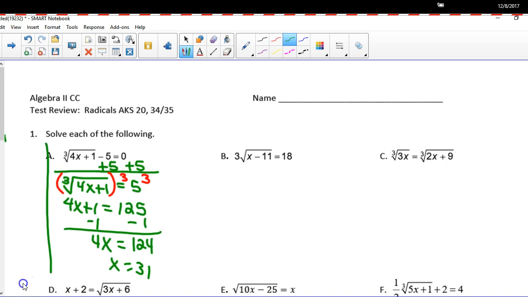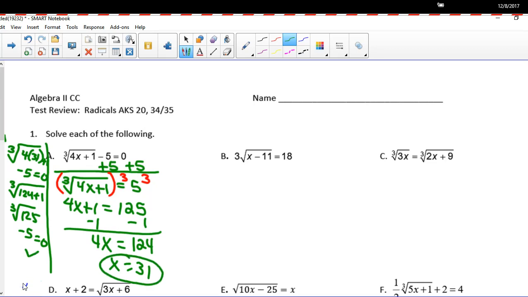Then remember, we need to go over to the other side, and we want to check our work. So we want the third root of 4 times 31 plus 1, and we want to subtract 5 and see if that's equal to 0. Well, that's the third root of 124 plus 1, third root of 125, which minus 5 does equal 0, because the third root of 125 is 5. So this is our solution.